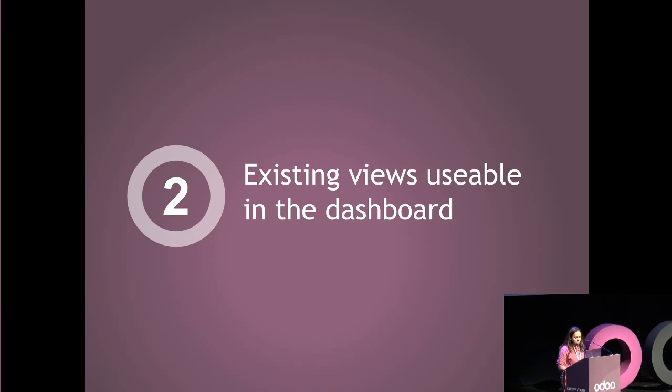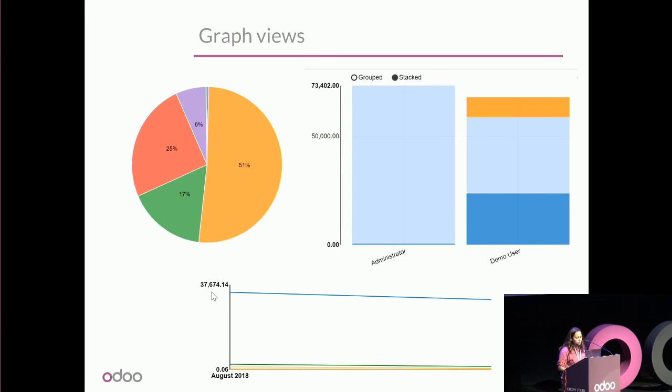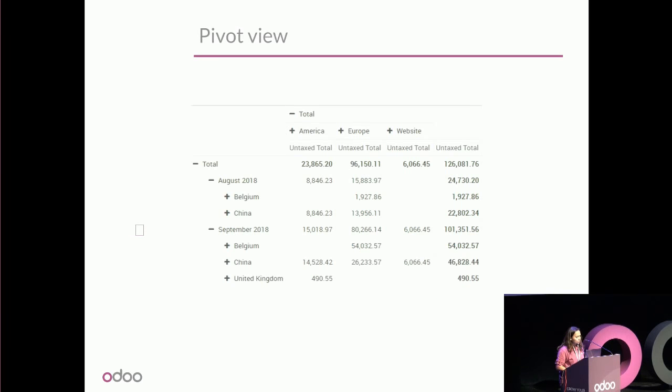Now, let's see the changes. Let's see the existing views that could be used inside the dashboard. You have the graph view. As you can see, you have the pie chart, the bar chart, and the line chart. And you have the pivot view that allows you to have metrics on the X and Y axis. And as you can notice, you have the last column that makes a sum of the ones before.